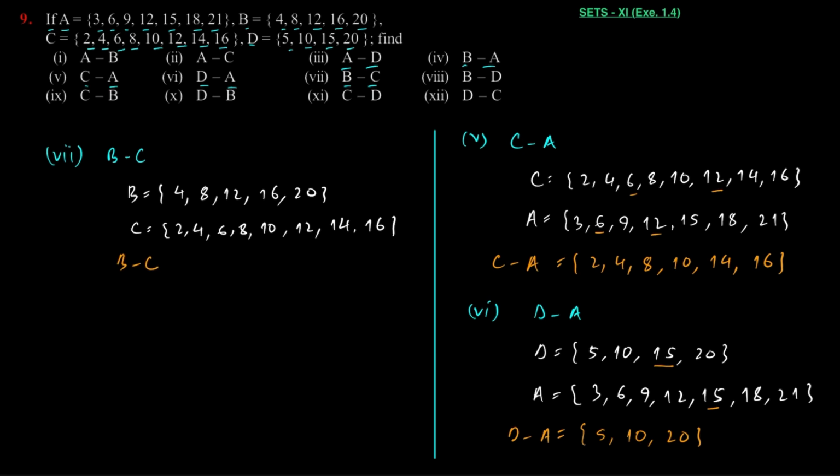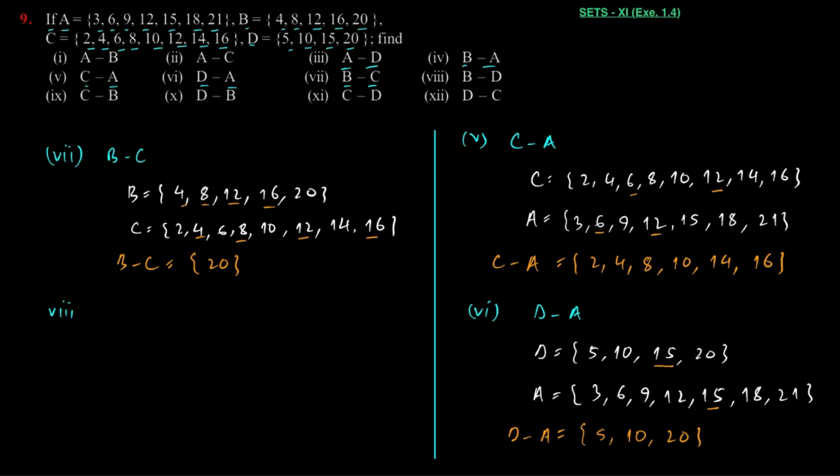Then what will be B minus C? So here the common elements are 4, 8, 12, and 16. So this set will be containing only one element, that is 20, because all other elements are also in set C. So this set will be having only one element, that is 20.